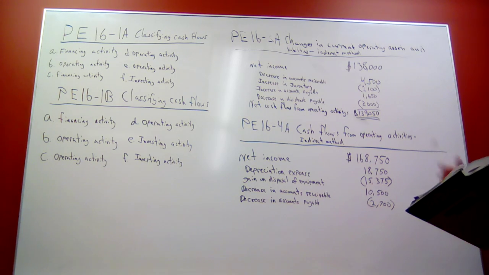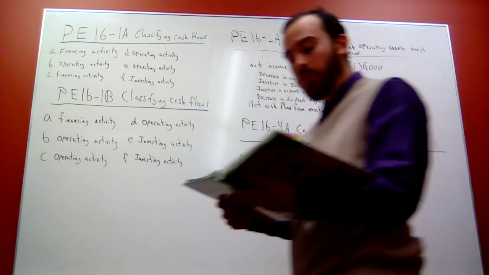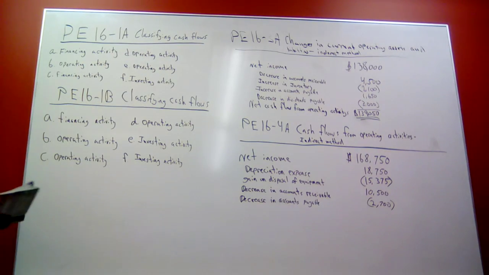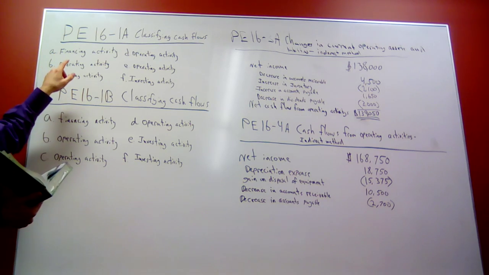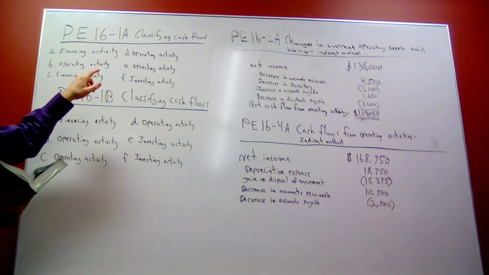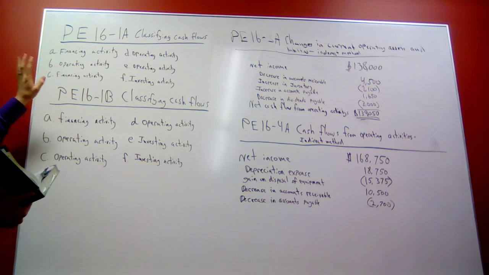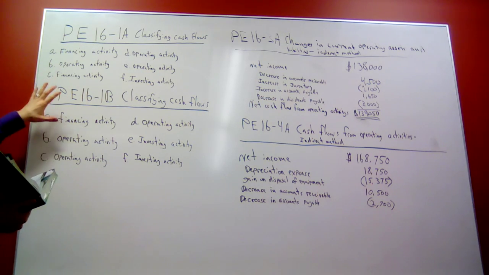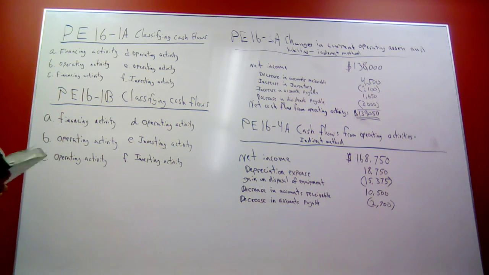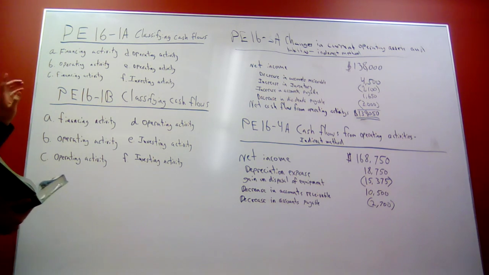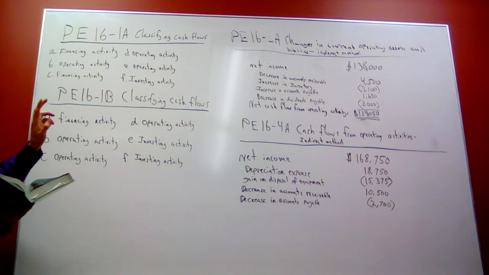Chapter 16, problems on the statement of cash flows. So I picked a few small ones. For here, PE 16-1A, classifying cash flows. These two back-to-back ones are great for just knowing where to put things, as either investing, operating, or financing.